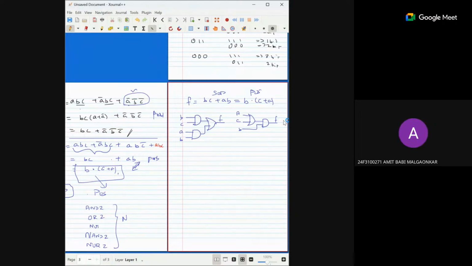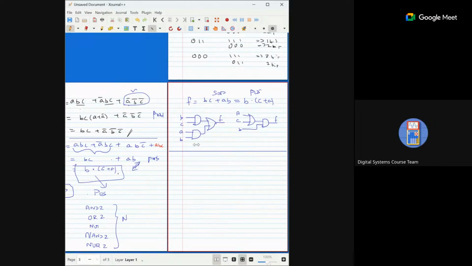Sir, in the case of problem 1, can we say that for this simplified format, BC plus A bar B bar C bar, for that particular circuit with 3 inputs A, B, and C, the output will be 1 when B, C are 1 and when A, B, C are 0? Of course, that's okay. Here there is no confusion, right? Yes.